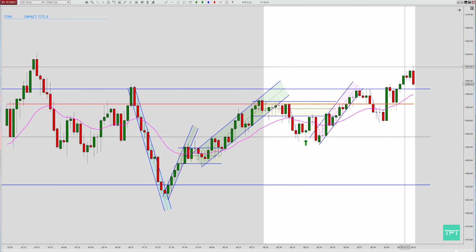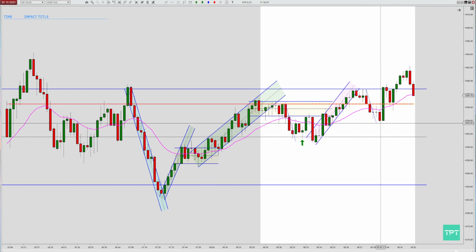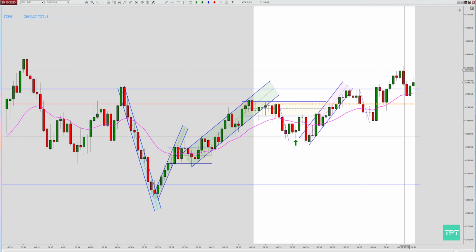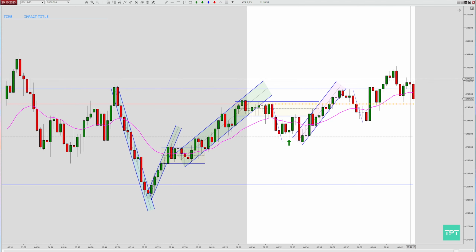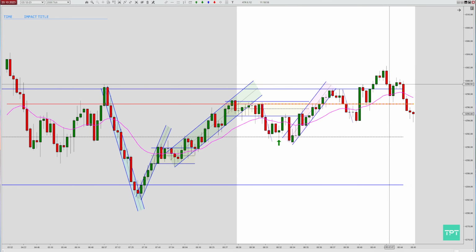But ideally, I would like to see a lower high, something like this, for further confirmation that we are going back inside this big range here. So we're going lower here. This lower high is not good enough. The signal bar is pretty bad. And we're going back inside the range.